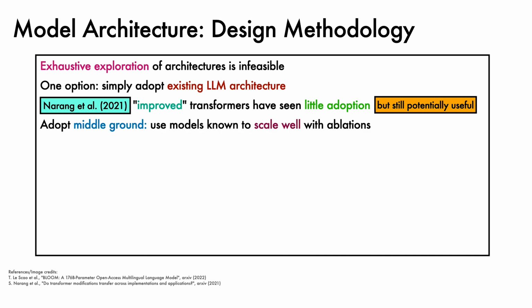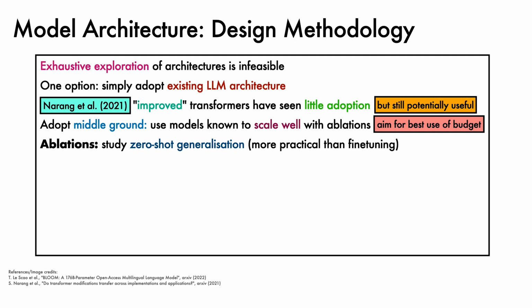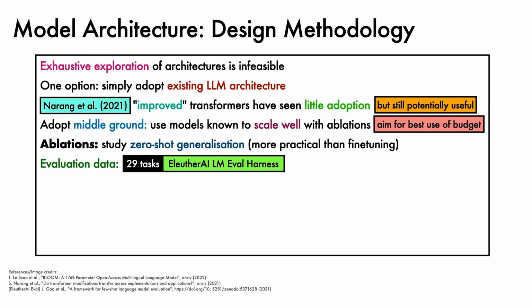The approach taken with BigScience was to adopt a middle ground, focusing on models that have been shown to scale well, while ablating components and hyperparameters to make best use of the compute budget on Jean Zay. The ablations focused on zero-shot generalization, which has the benefit of being more practical than fine-tuning, particularly with large language models. The evaluations used for ablations are the 29 tasks in the EleutherAI evaluation harness, and the 9 tasks in the T0 evaluation set, which has some overlap but different prompts.